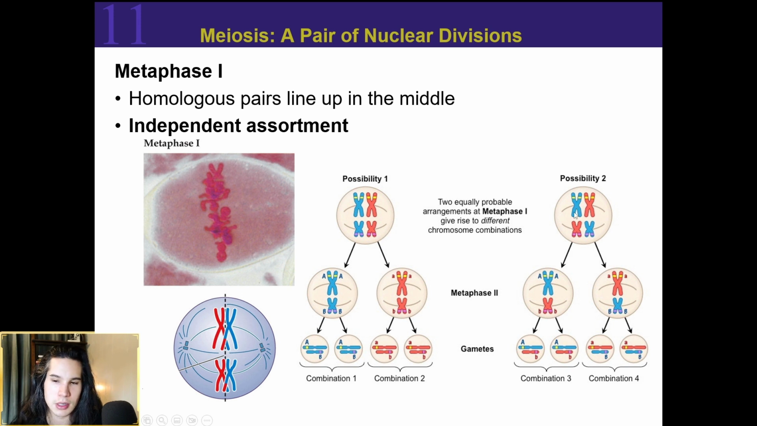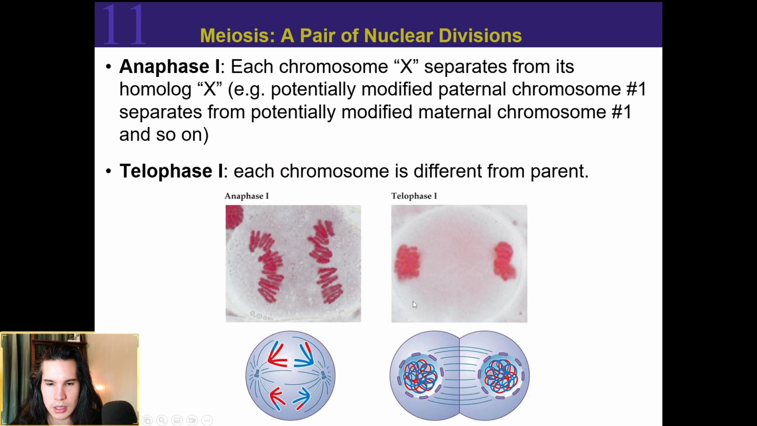This is not taking into account the variation that you could get from the crossing over that would eventually lead to even more variation than just these simple, clean examples of independent assortment. Each gene, or you could say each allele, is independently assorting through that process.